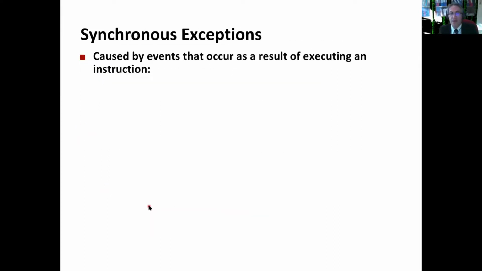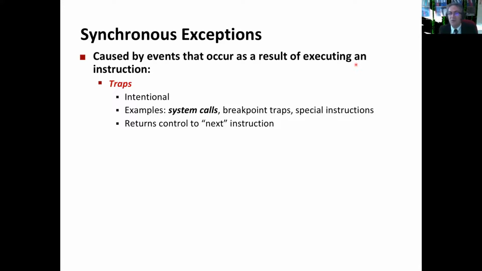And then there are synchronous exceptions. These synchronous exceptions are caused by events that occur as a result of executing an instruction. This means that these are generated within the processor because you're executing a particular program. The first one is a trap. A trap is intentional, and we will see why we need traps. Examples are system calls or breakpoint traps, and it usually returns control to the next instruction.